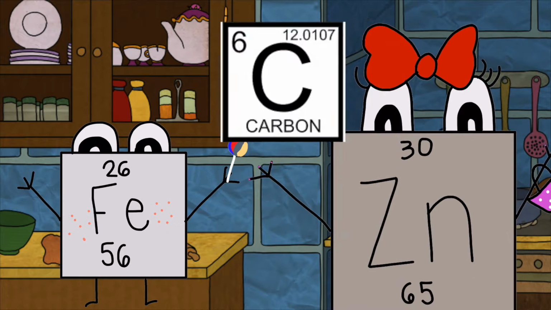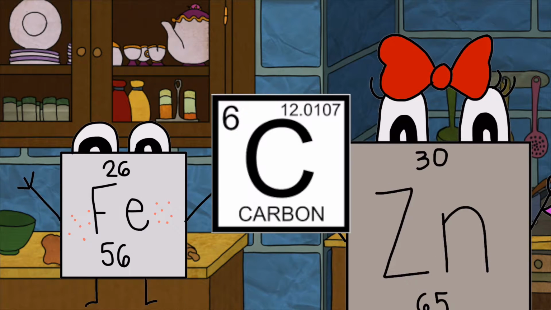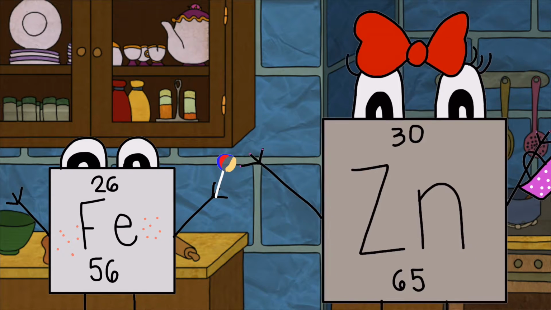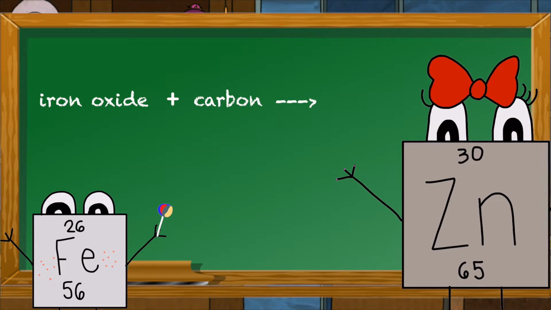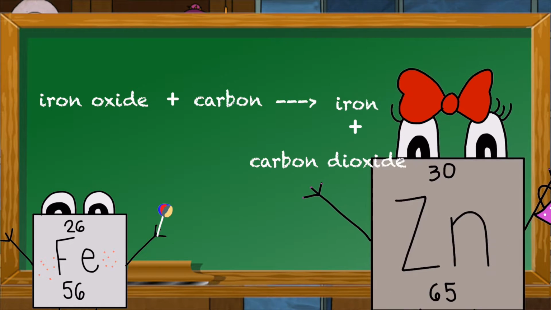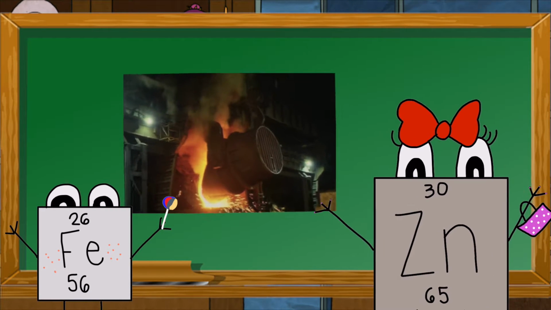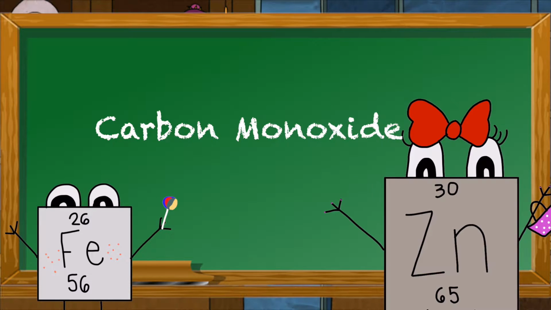Remember, carbon is more reactive than iron, so it can push out or displace the iron from iron oxide. Does it have an equation? Of course it does. Iron oxide plus carbon gives us iron plus carbon dioxide. It's easy to remember. In the blast furnace, it is so hot that carbon monoxide can be used to reduce the iron oxide in place of carbon.